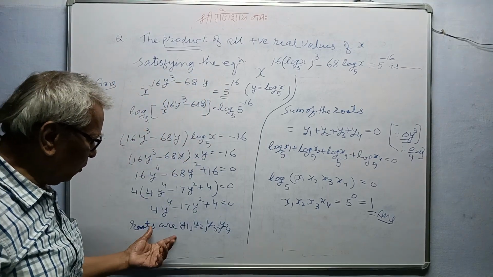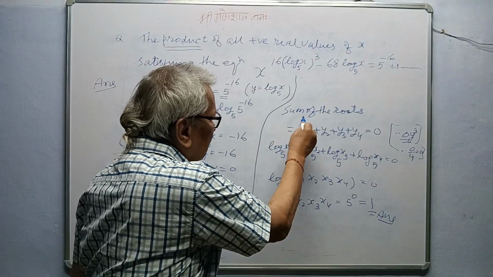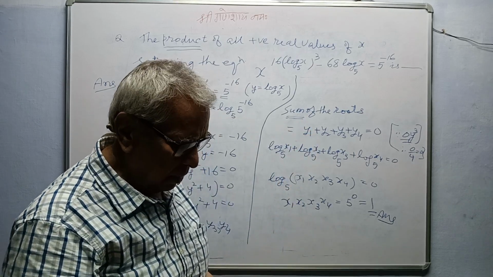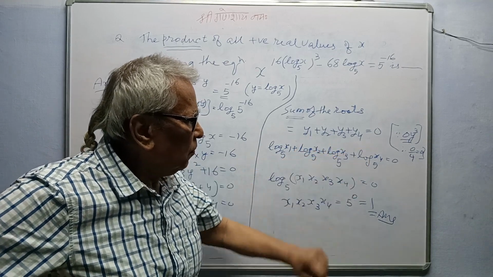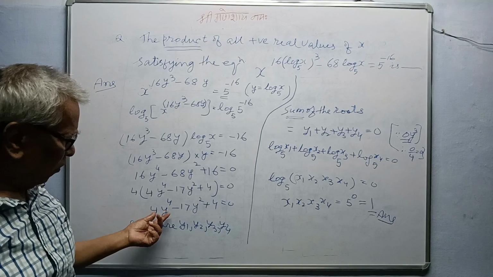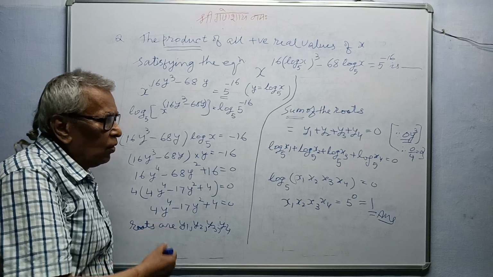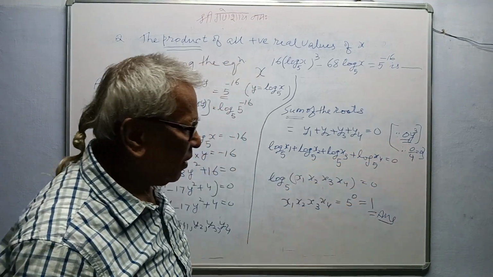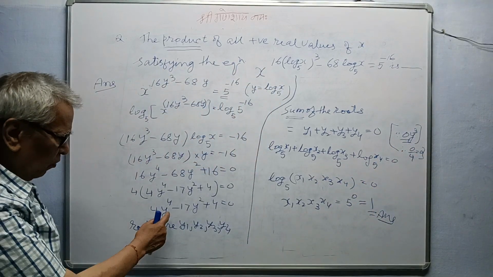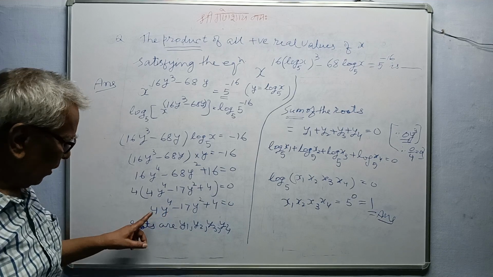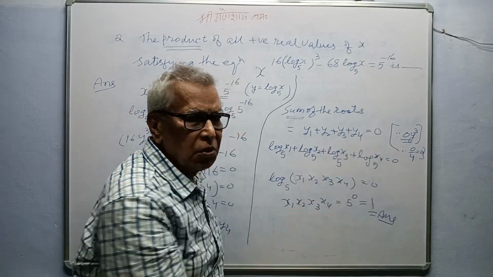लेकिन मान ली रूट्स आर y1, y2, y3, y4. Here I am taking sum of the roots, not product. So sum of the roots is equal to y1 plus y2 plus y3 plus y4. But here in equation 4y to the power 4, y cube is not available, so the coefficient of y cube is 0. So minus by a formula, 0 by 4, this is equal to 0. So sum of the roots is equal to 0.